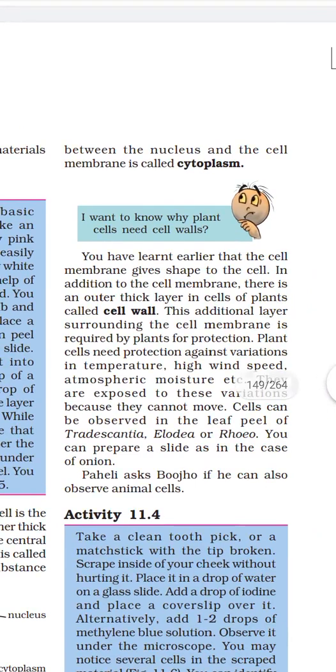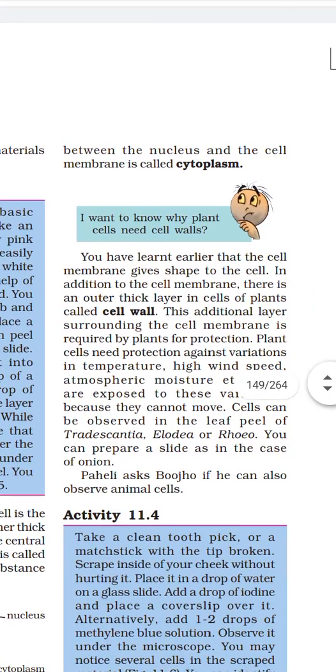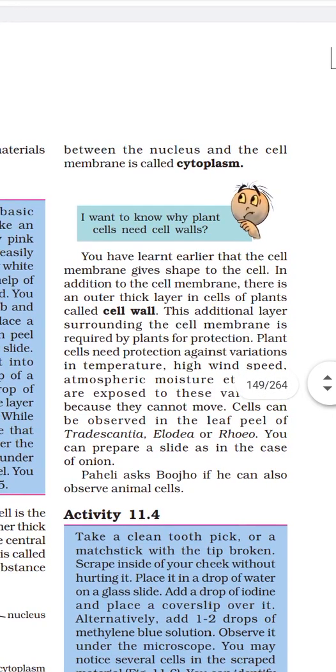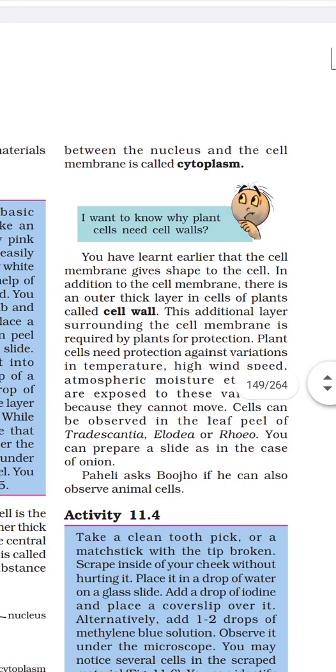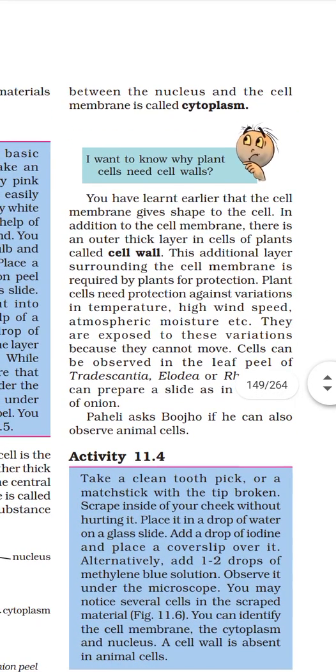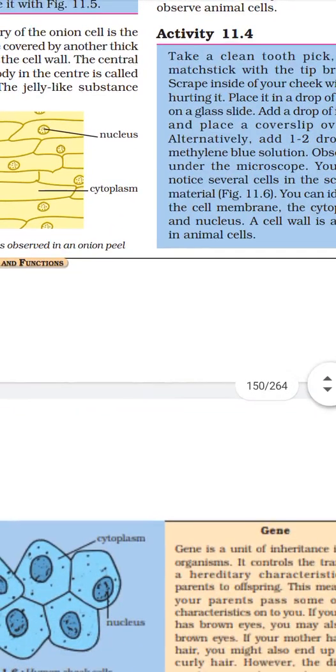We learned earlier that the cell membrane gives shape to the cell. In addition to the cell membrane, there is an outer thicker layer in the plants called cell wall. This additional layer surrounding the cell membrane is required by plants for protection. Plant cells need protection against variations in temperature, high wind speed, atmospheric moisture. They are exposed to insolation because they cannot move.